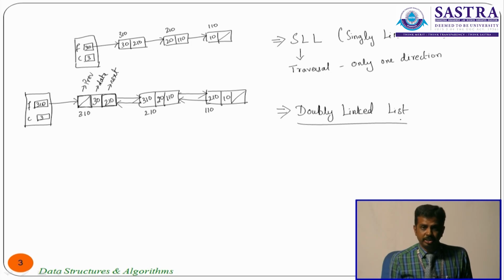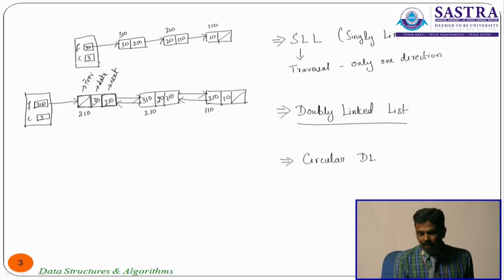Some more variations are there in the linked list. This is singly and doubly. One more variation is the circular linked list, and the circular doubly linked list, that is CDLL. Okay. SLL, DLL and then CDLL, circular doubly linked list.